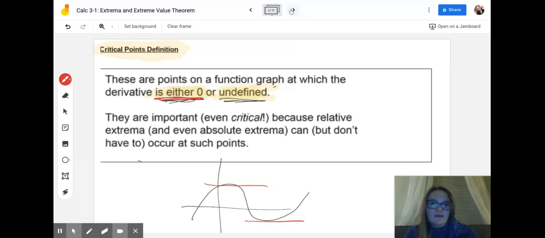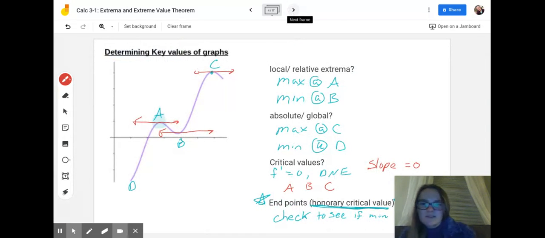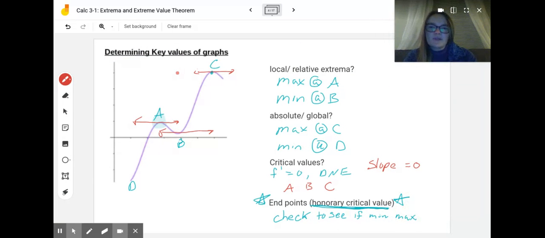All right, let's practice this. I've already filled these out for you, so I'm just going to talk through them. First thing, determining key values of a graph. Local extrema are the relative maxes and mins where the derivative equals 0, such as A and B. The absolute or global max or min is going to be the tallest possible value I have. In this case, the tallest value is C. And what's interesting here is the lowest possible value I have is D, even though at D the derivative doesn't equal 0 and the derivative is not undefined.